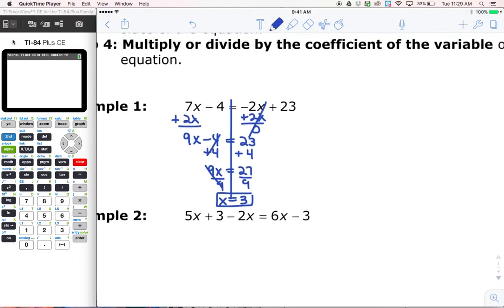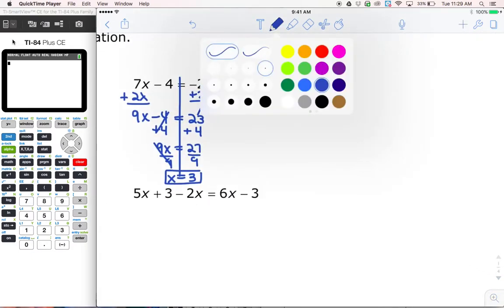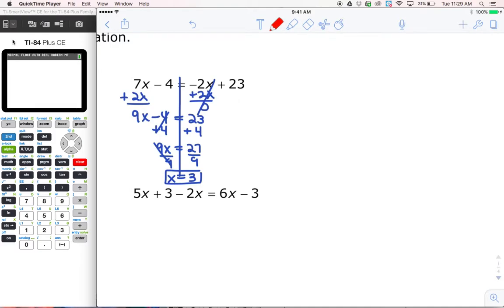Now, we have to make sure we check our answers here. I started with this equation that had 7x minus 4, and it was supposed to be equal to negative 2 times x, sorry, plus 23. Now, I think x is 3, so I'm plugging in 3 here for both of these.